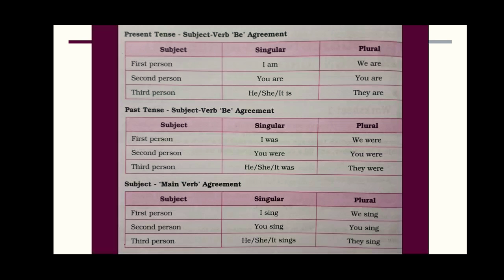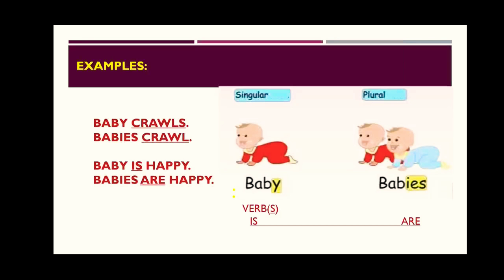But when your subjects are he, she or it, you would say he sings, she sings, it sings. But for plural, we sing, you sing, they sing. So that means you will not add s with the plurals. Remember this rule, it's very important. We can see a few more examples.